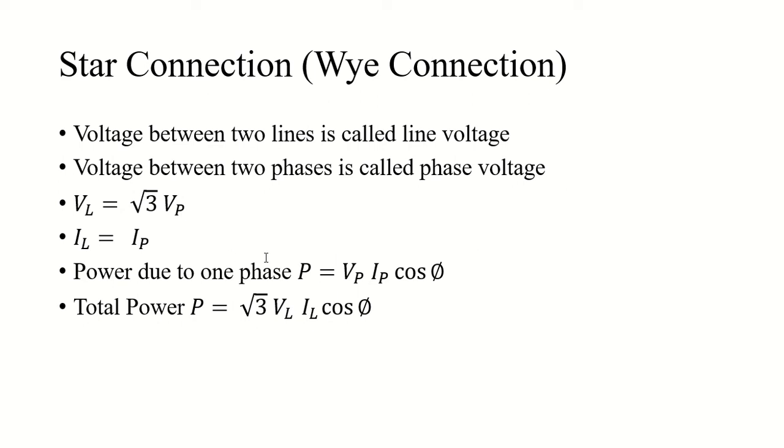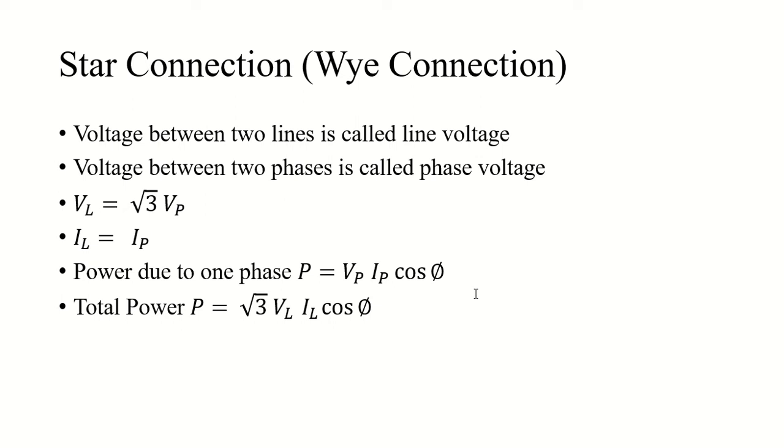Now power due to one phase in star connection will be Vp into Ip into cos phi. Here Vp is again phase voltage, Ip is again phase current, and cos phi is power factor. But if you want to measure the power of three phase, then it will be P is equal to 3 into Vp Ip into cos phi. Vp and Ip indicate phase voltage and phase current.